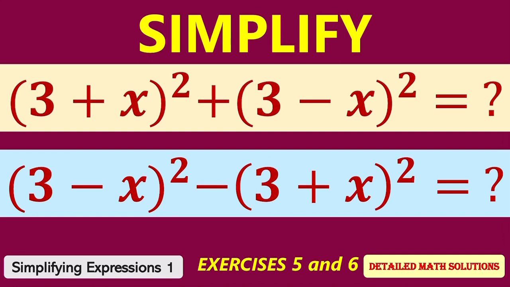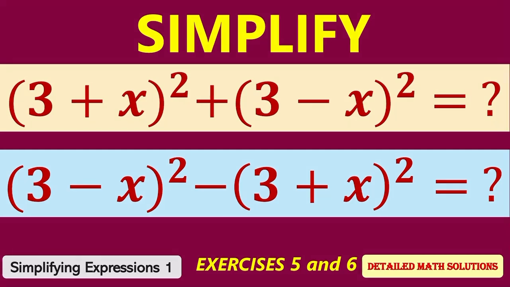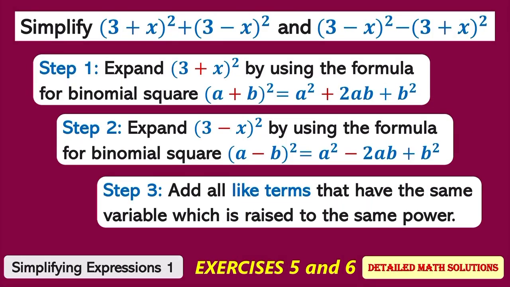In this video, I'm going to write step by step how to simplify the algebraic expression displayed on the screen. To simplify each of these expressions, I need to follow 3 steps. The first step is to expand the first binomial square, 3 plus x in parentheses squared, by using the formula for binomial square a plus b in parentheses squared equals a squared plus 2ab plus b squared.